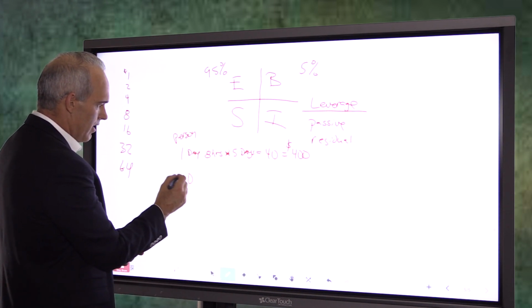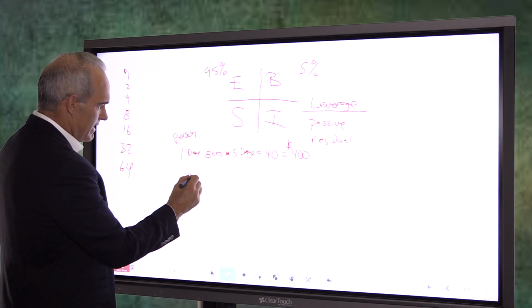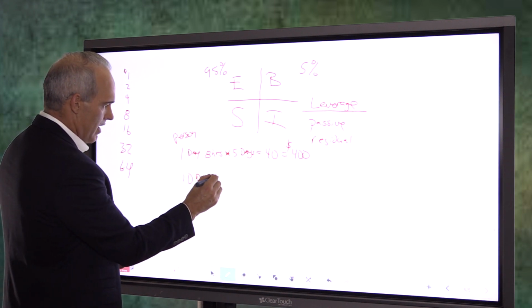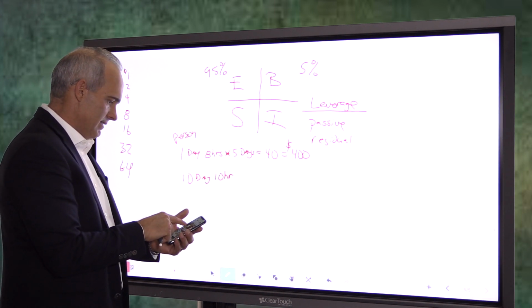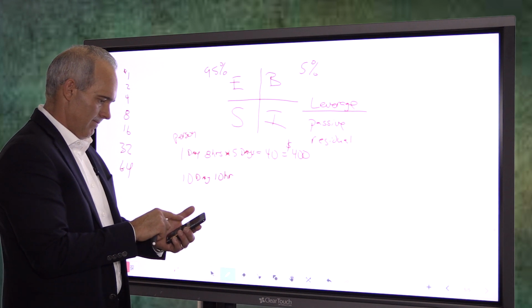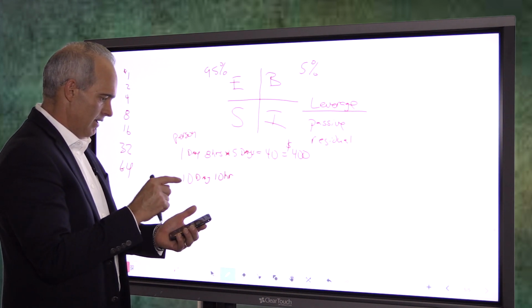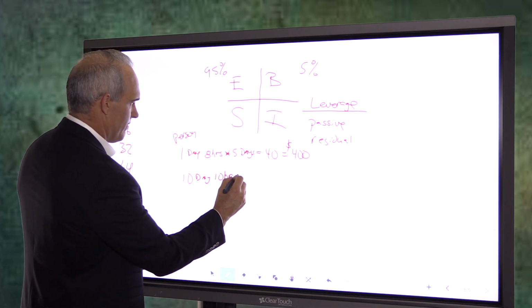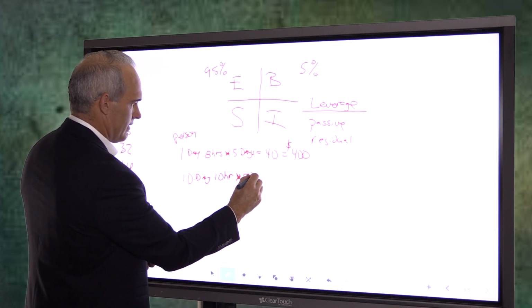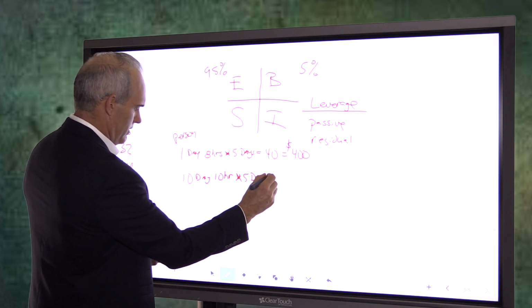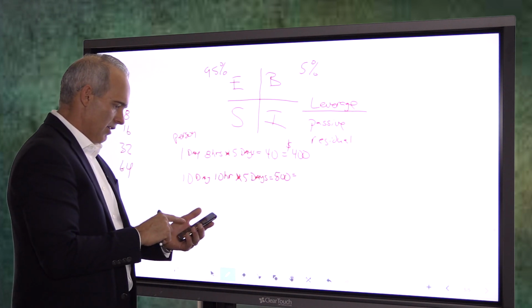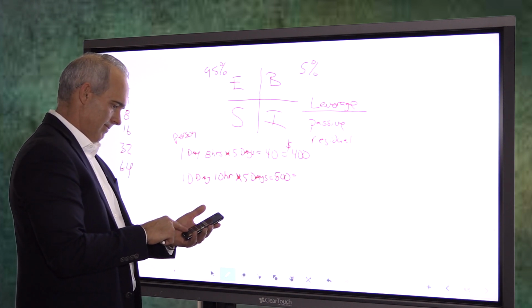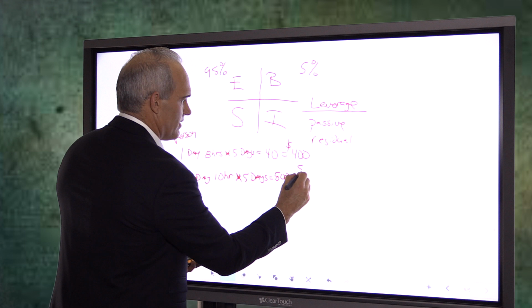10 people a day are working 10 hours. So in 5 days, 10 times 50 is 500 hours. So times 5 days equals 500 hours. Times $10 equals $5,000.